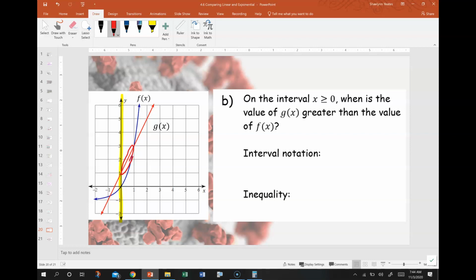And it's actually greater than it at 0. So at 0, the red line is greater than blue, all the way to 1, but at 1, that's where they intersect, neither one's greater. Okay? So I can say 0 is less than or equal to x is less than 1.